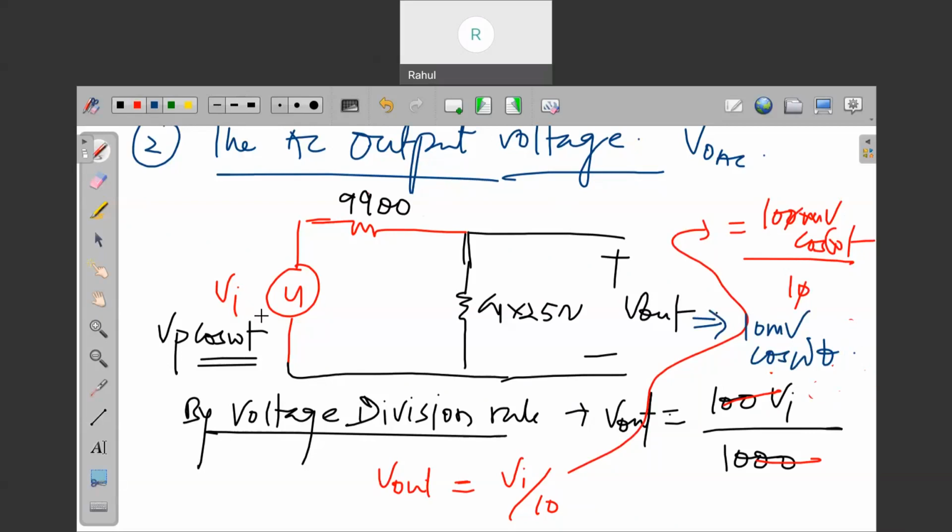Wait, 1 minute. That is 100. This is 100 plus this 1000, right? So Vi by 10. Let me correct, because if any kind of mistakes happen, please take care of that. So the answer will be what? Yes, this is 100 basically. So Vi into 100 upon 9900 plus that, so 100 upon 1000.